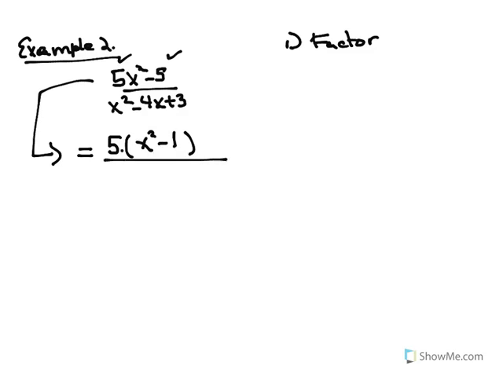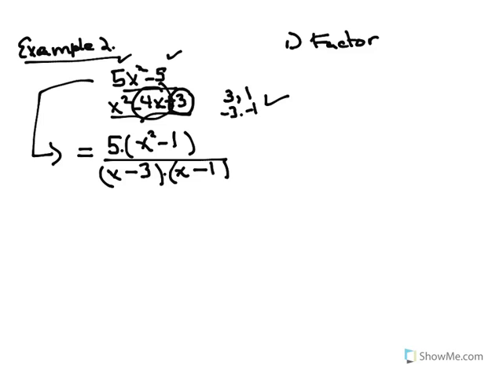Correct? So now let me look at the denominator. The denominator is a trinomial, so I can factor the trinomial as the product of 2 binomials. I need to choose 2 numbers that multiply to give me 3, so think about 3 and 1, or negative 3 and negative 1, and added give me negative 4. Obviously, these 2 numbers are negative 3 and negative 1. Negative 3 times negative 1 gives me 3. Negative 3 plus negative 1 gives me negative 4.